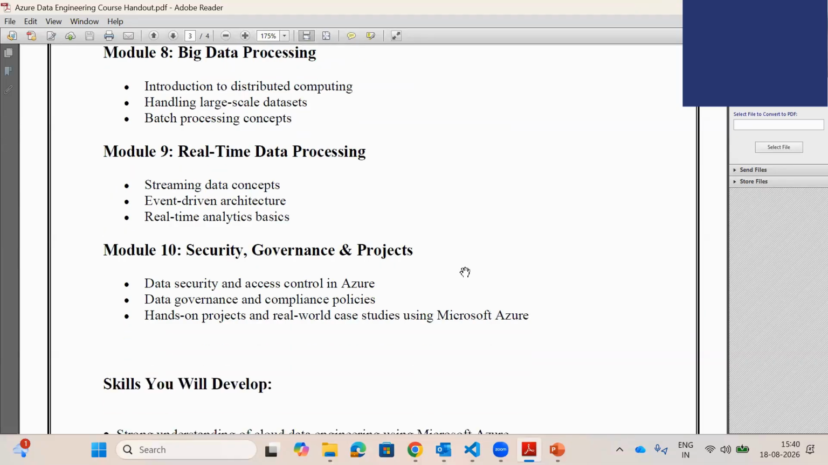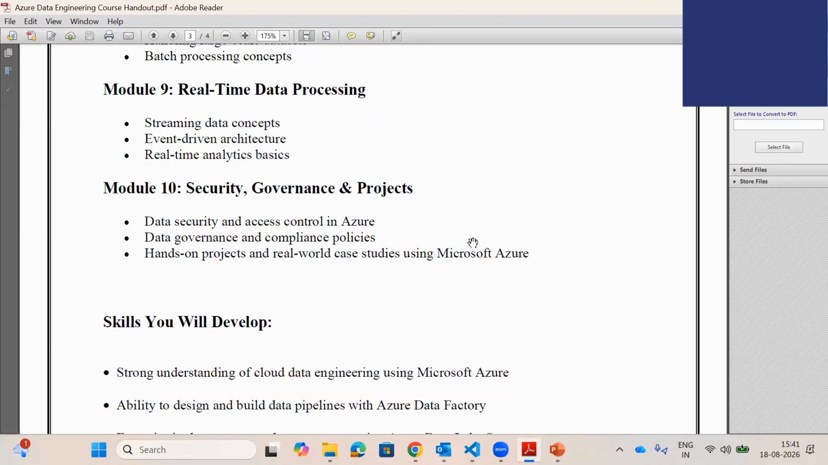Then real-time data processing, very important concepts. Every business needs this now. We are going to talk about the streaming data concept, how the data can be streamed, event-driven architecture, and real-time data analytics. In e-commerce, in the banking system, in on-demand television, in these technologies or domains, these concepts are very important, and we are going to understand them.